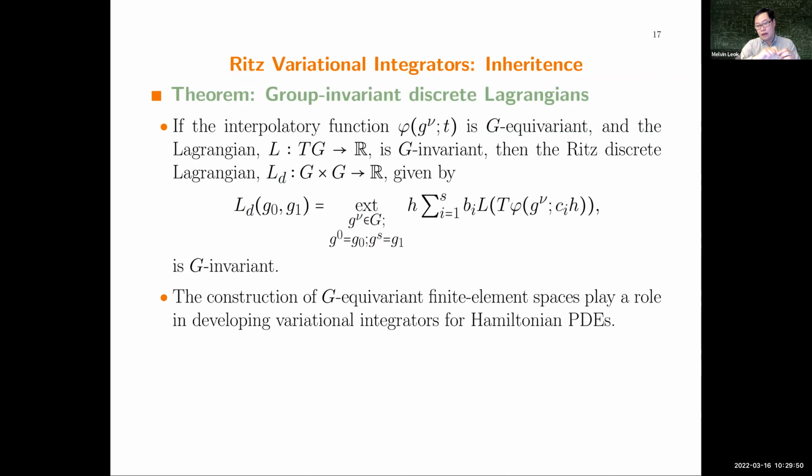So the idea is the following. Imagine you have a bunch of control points and there's a curve which is associated with those control points. Now if you take those control points and you rotate all of them and you look at the associated curve, if that's related to the original curve by that same rotation, then we say that my finite dimensional approximation space is group equivariant. And if you use a group equivariant approximation space to construct this discrete Lagrangian, then you'll get a group invariant discrete Lagrangian. And so this gives you a way of systematically constructing methods which preserve momentum.